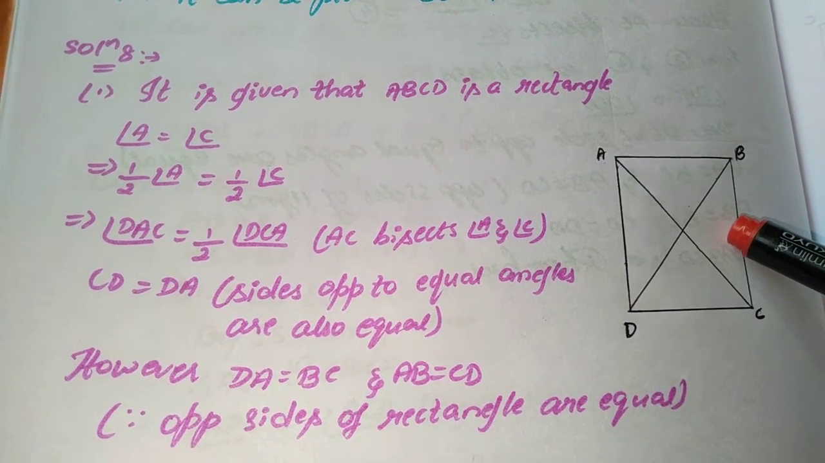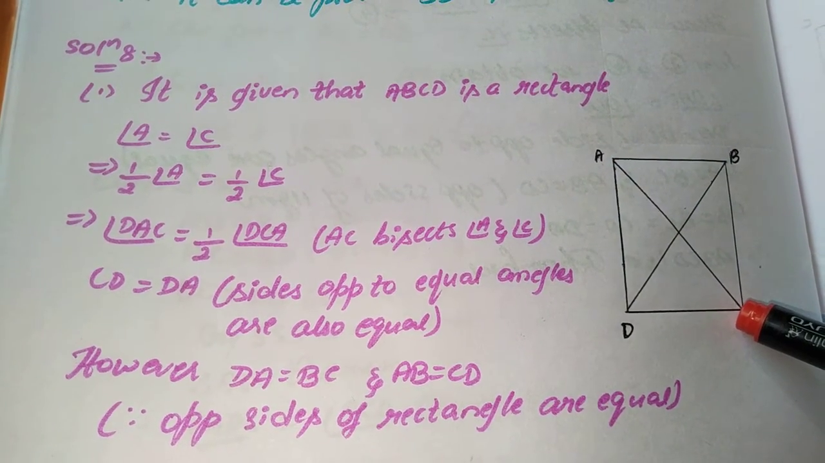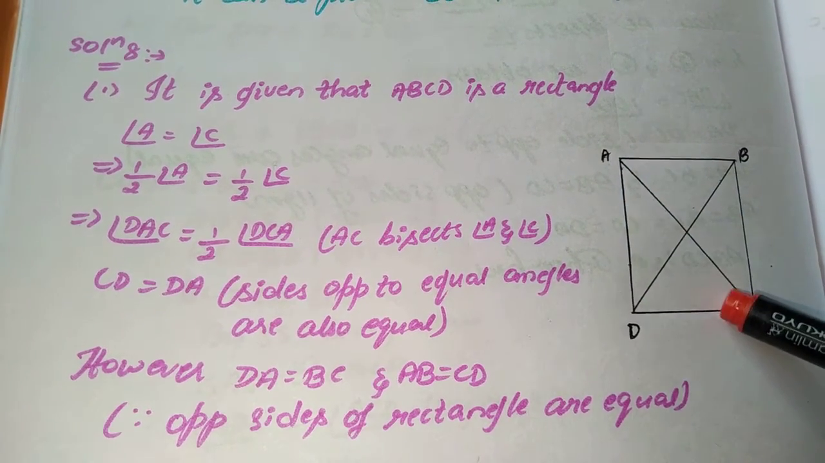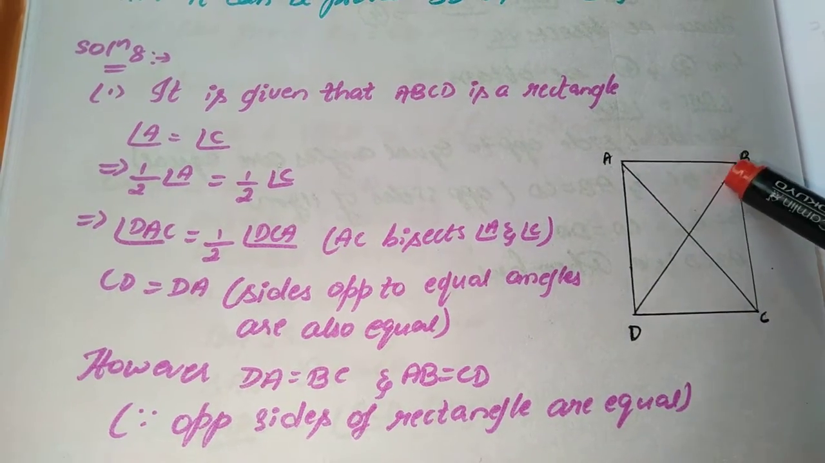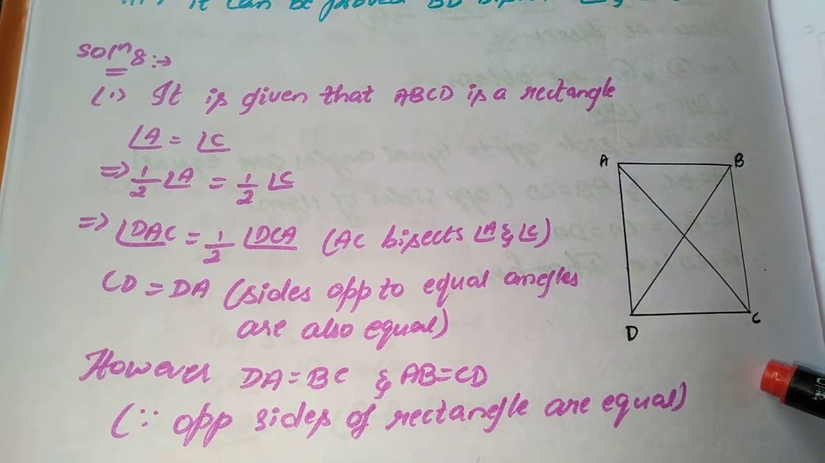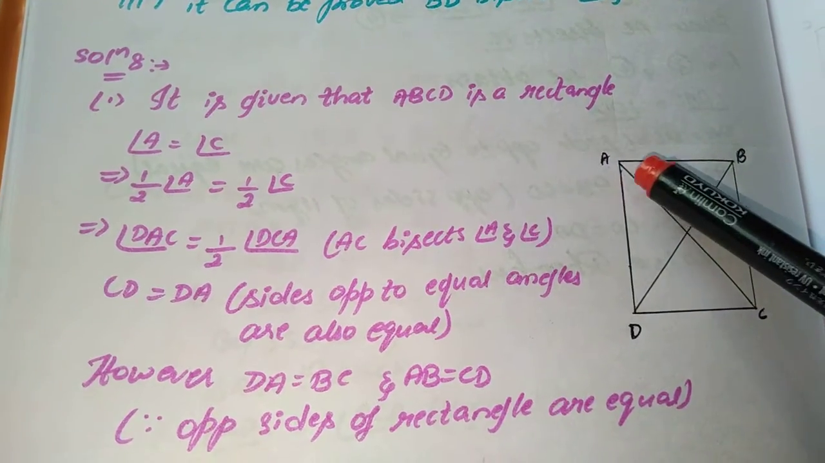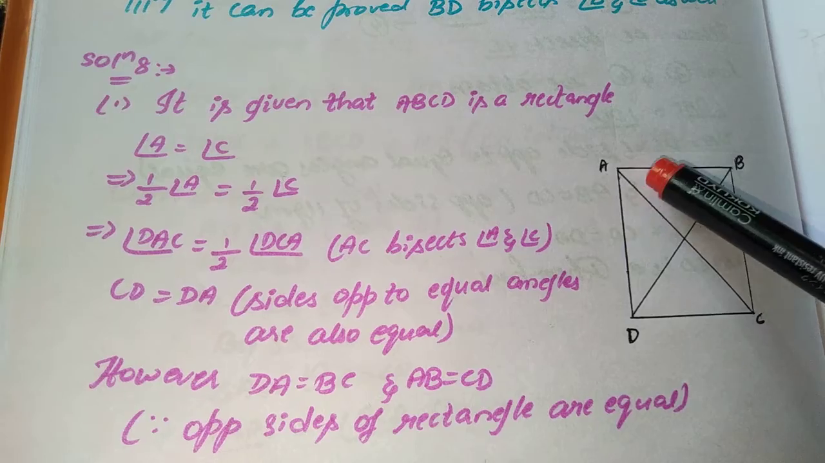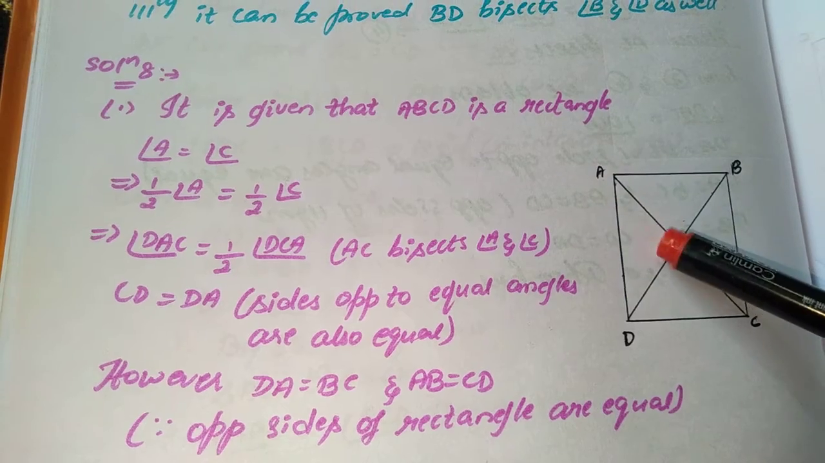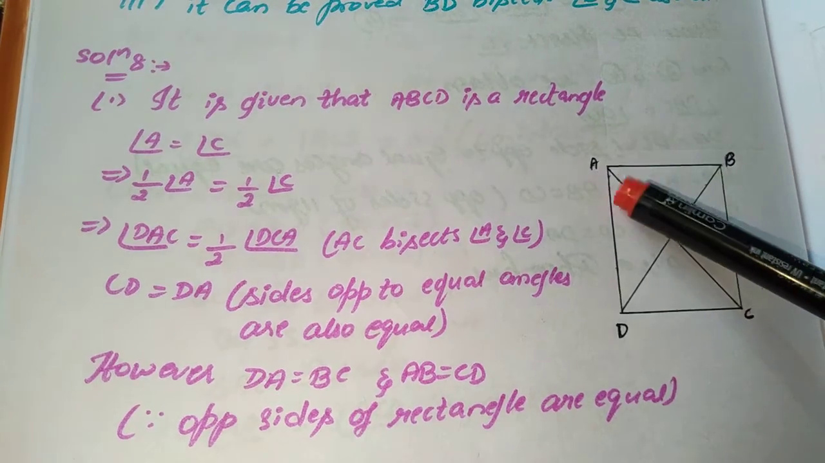Okay, children. Now, they have given angle A and angle C has been bisected. Before that, I know that angle A equal to angle C because all angles of the rectangle are 90 degrees. Hence, I can directly take A equal to C. Then, I will divide both sides by 2. Okay, children. Half of A, means one portion of angle A, DAC, is equal to half of C, DCA.